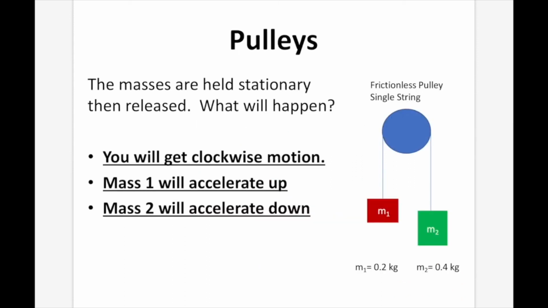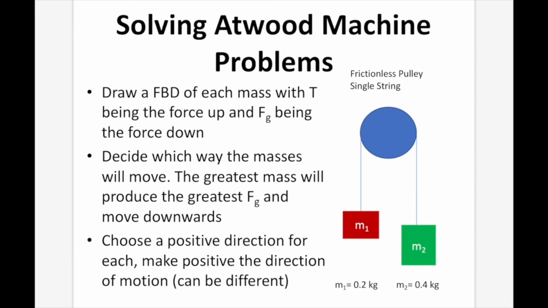Pulleys. The masses are held stationary, then released. What do you think is going to happen? Well, assuming it's a frictionless pulley with a single string, our mass 2 is bigger than our mass 1, and therefore the whole thing is going to turn this way. This mass is going to pull it down that way, and this mass 1 is going to go up that way. So we're going to get a clockwise motion. Now, when we say Atwood machines, this is what we mean. It's going to be a pulley with two masses dangling on either side.